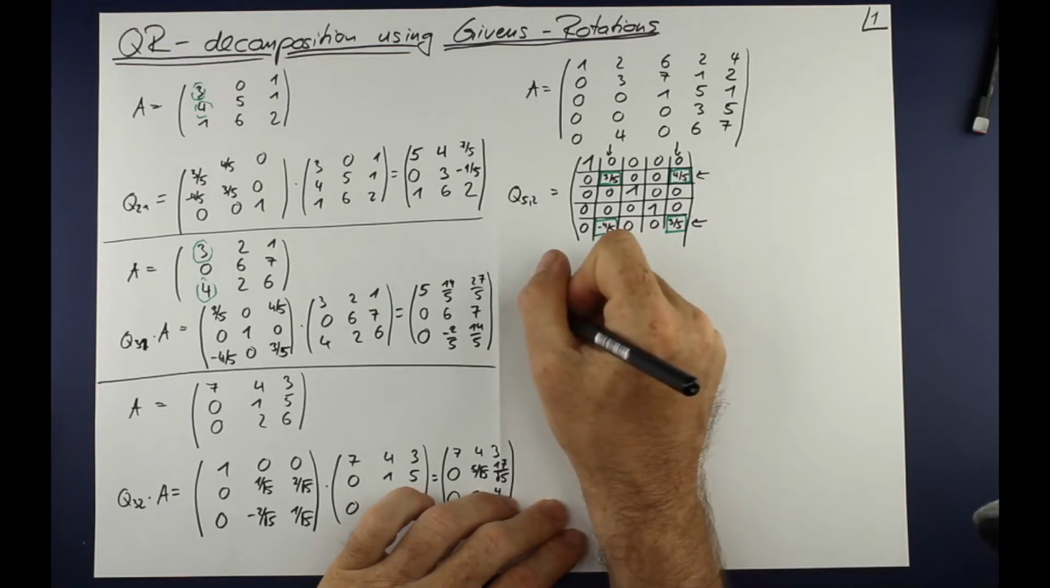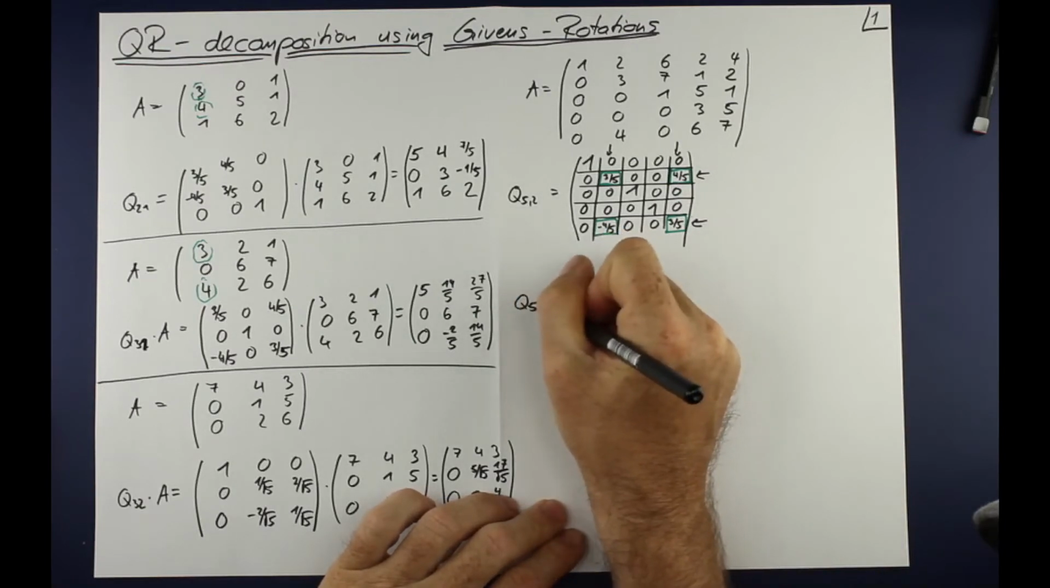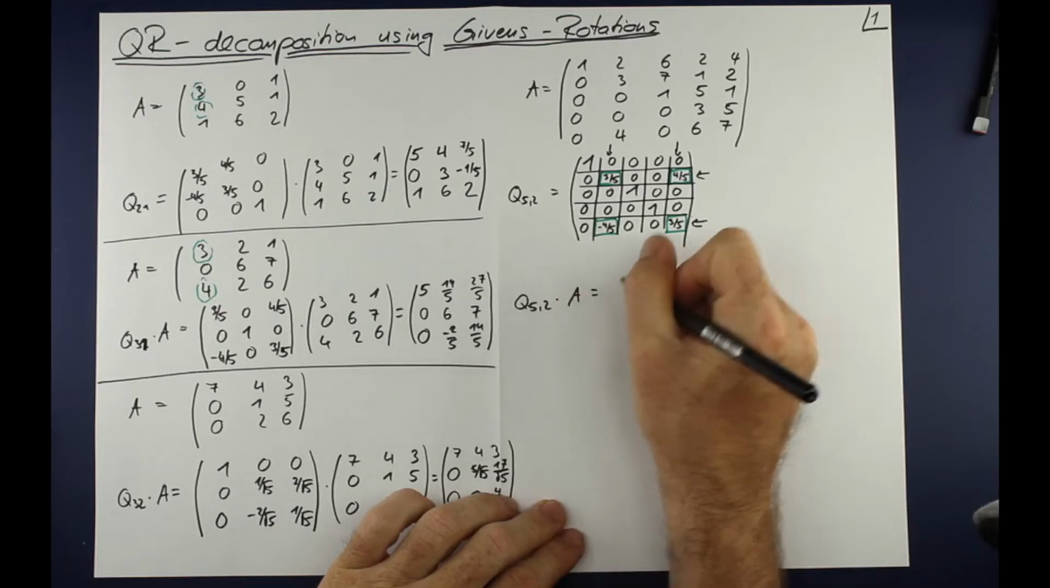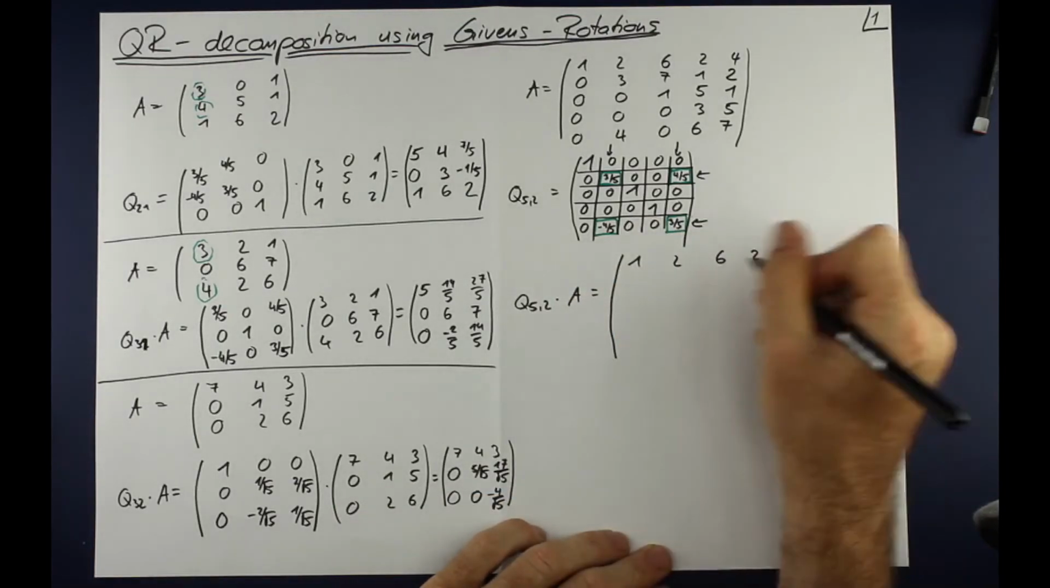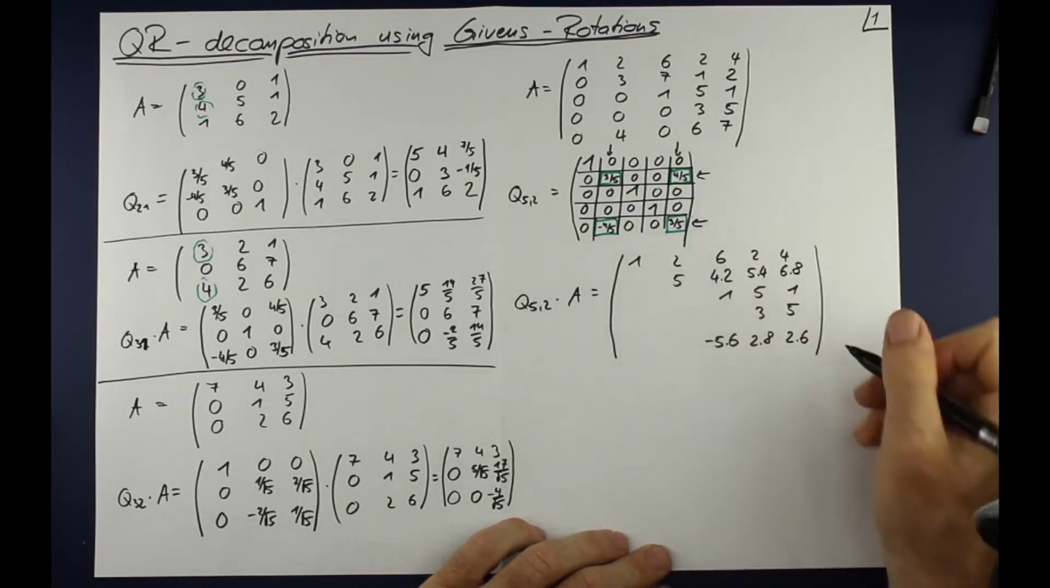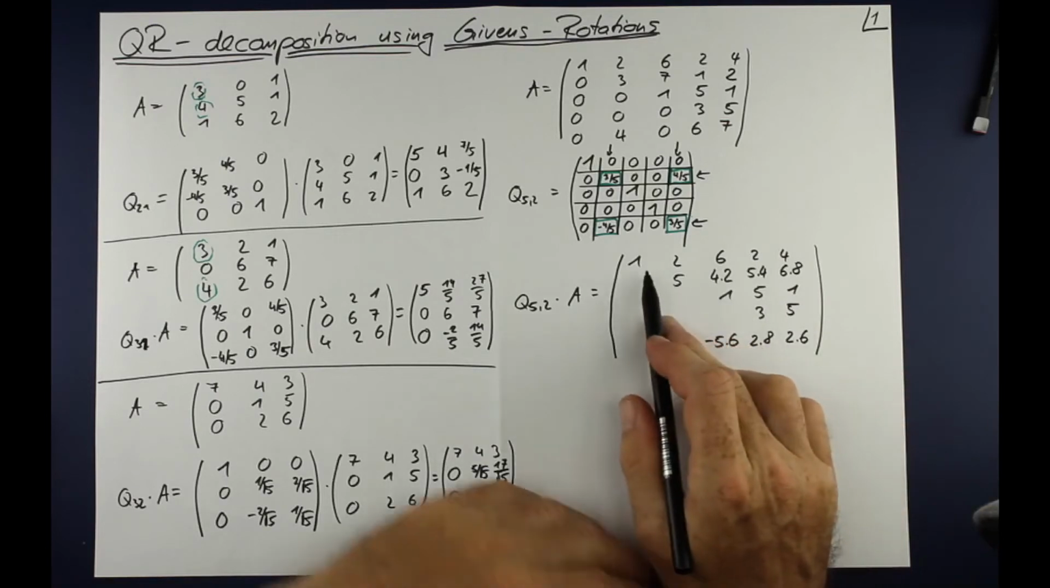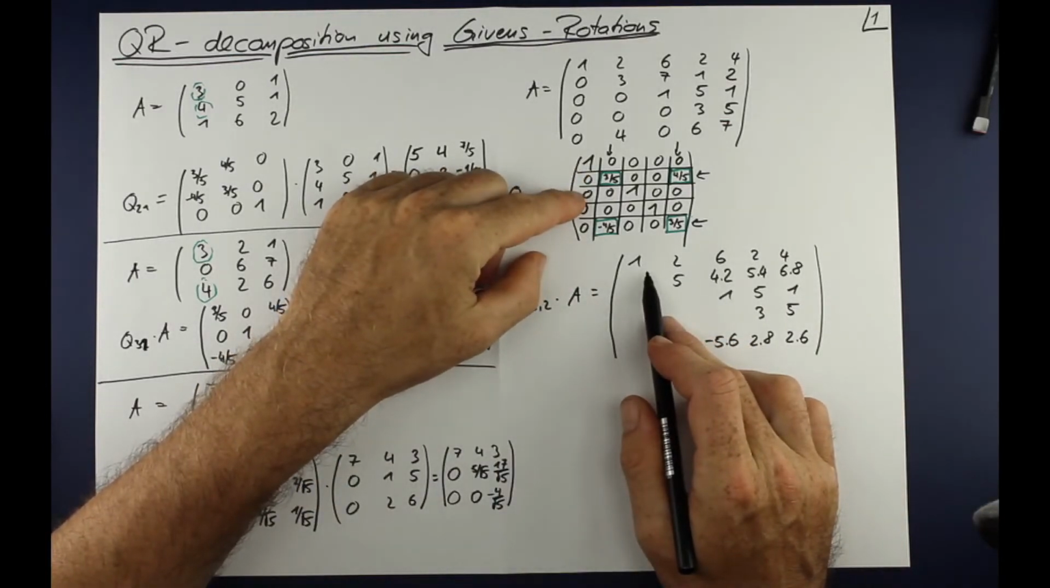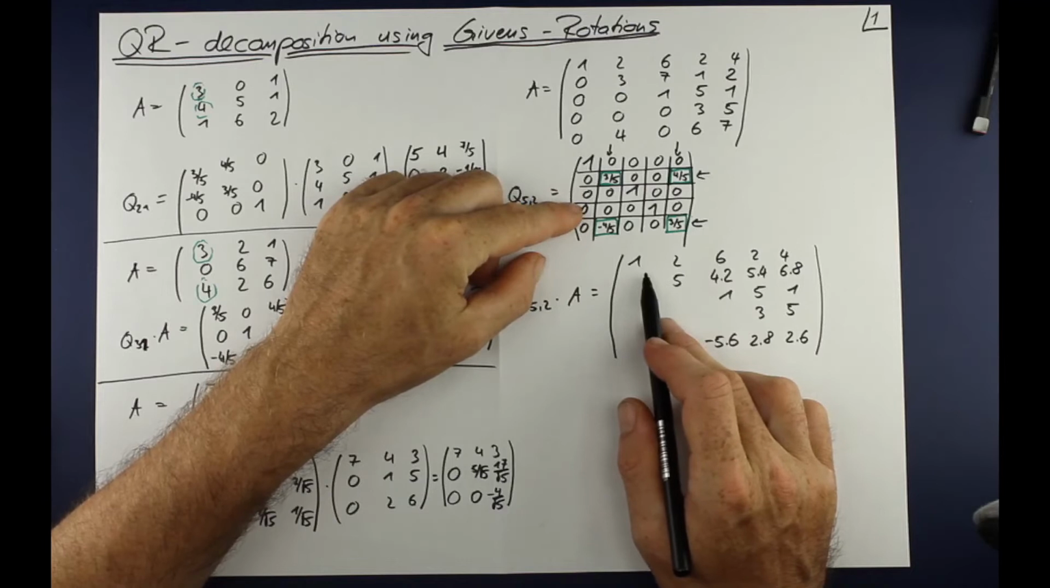And now you can multiply Q52 times A. And if you do so, what is the structure? The first, the third, and the fourth line is a copy.